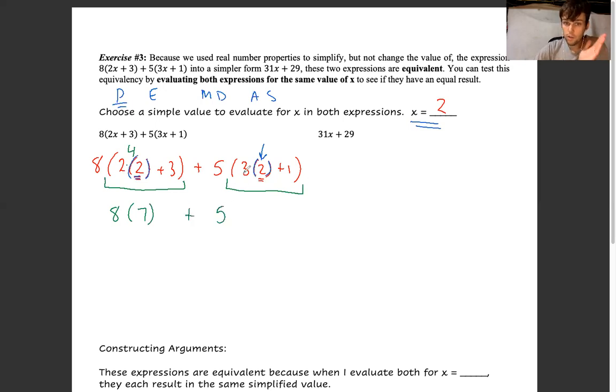Same over here. 3 times 2 is 6, plus 1. It's actually 7 also. Convenient there. So we did everything that was inside the parentheses, and we got 7 for this one and also 7 for this one, right?